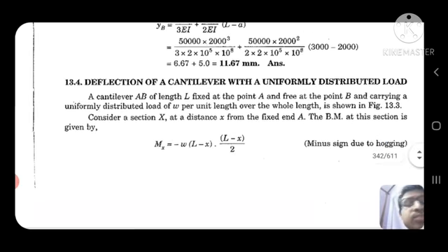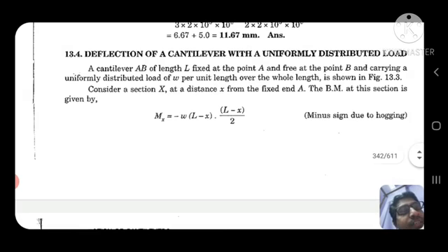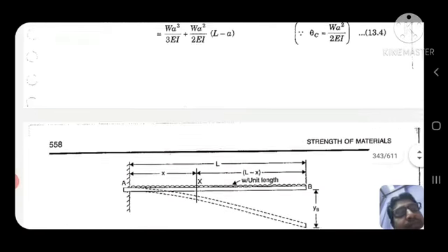Deflection of a cantilever with uniformly distributed load. A cantilever AB of length L, fixed at the point A and free at the point B, and carrying a uniformly distributed load of W per unit length over the whole length, is shown in the figure. Consider a section X at a distance x from the fixed end A, and the bending moment Mx is equal to minus W (L minus x) times (L minus x) by 2.